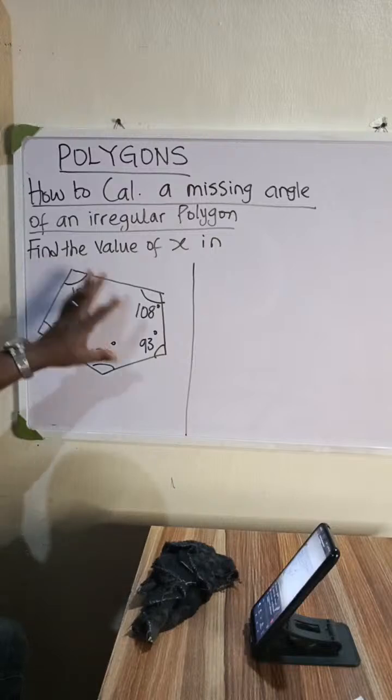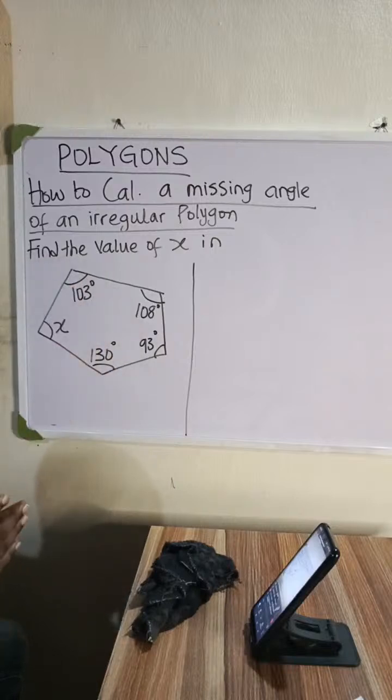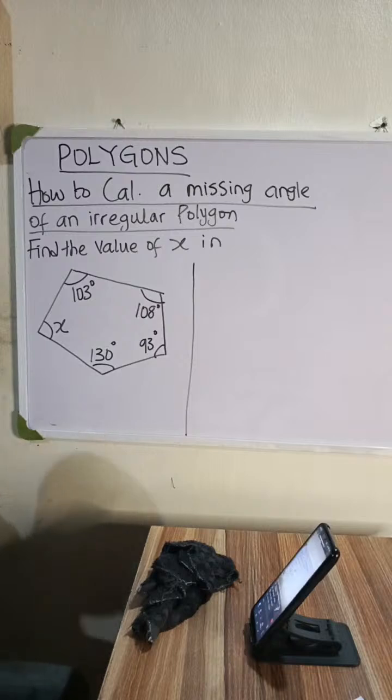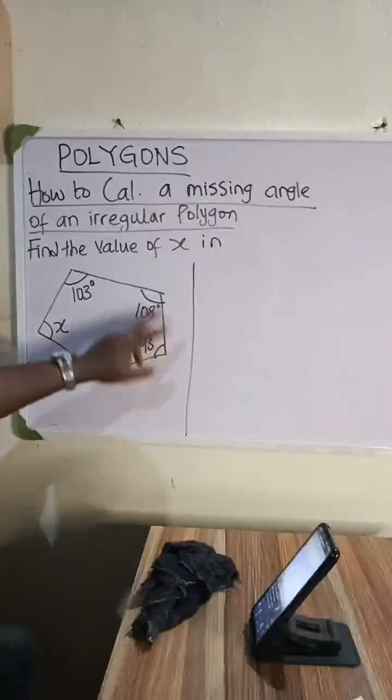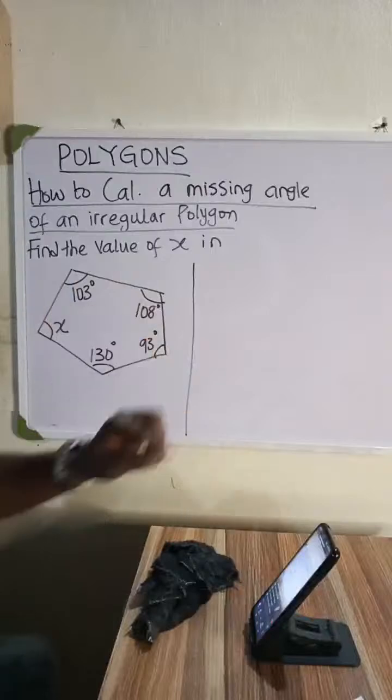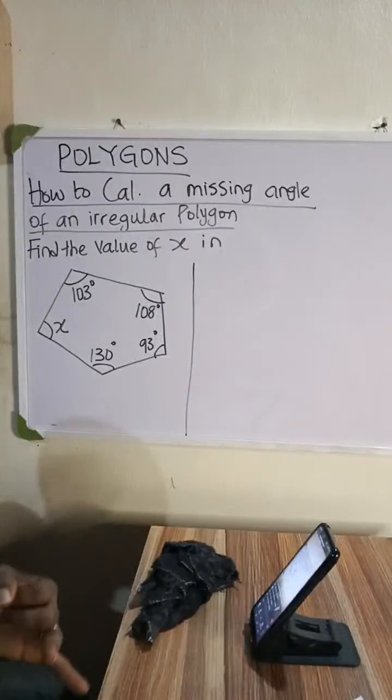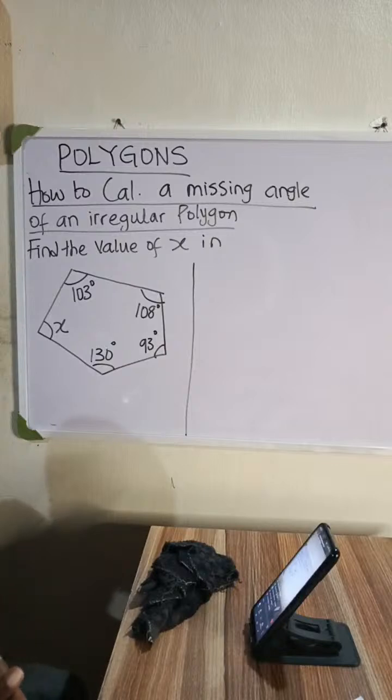So what type of polygon do we have here? First thing, that's the first thing we need to know: the type of polygon we are working with. Pentagon, good. So it's a pentagon. It's a pentagon because it has 5 sides and 5 angles. That's the first thing. Then the next thing we're going to ask ourselves is, what is the sum of angles in a pentagon?